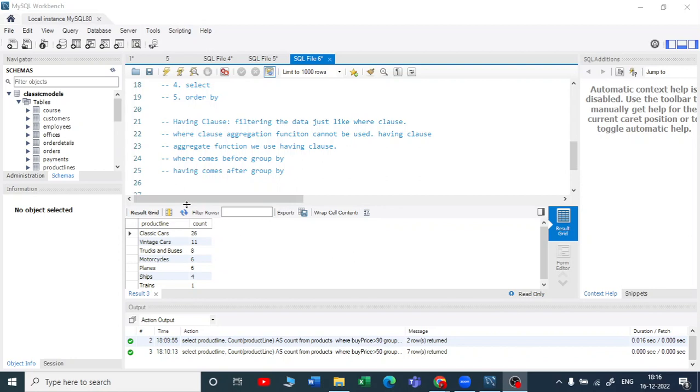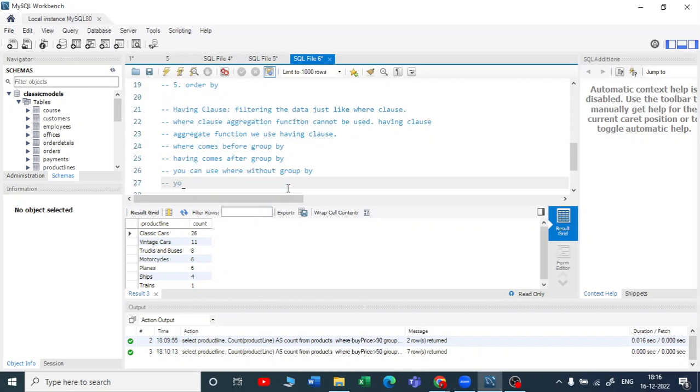Let me give you one more point. You can use the where clause without group by, okay, but if you want to use the having clause, you cannot use it without group by. So if you want to use the having, definitely there should be a group by clause. After the group by clause only you can use the having.